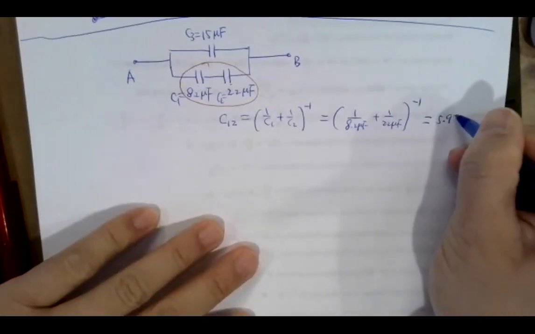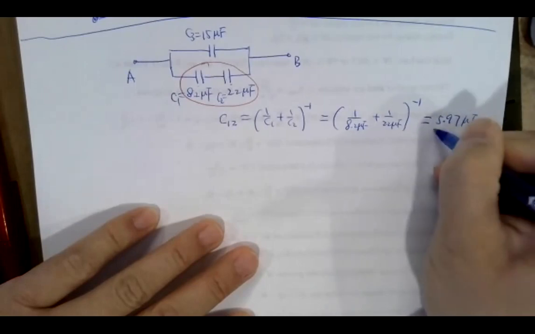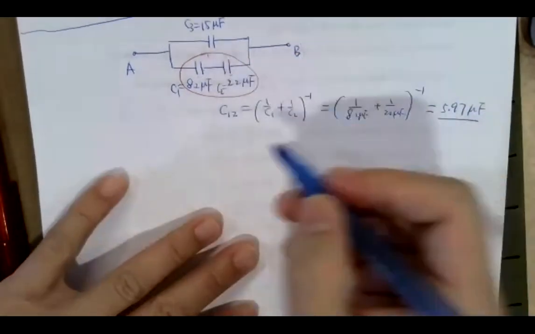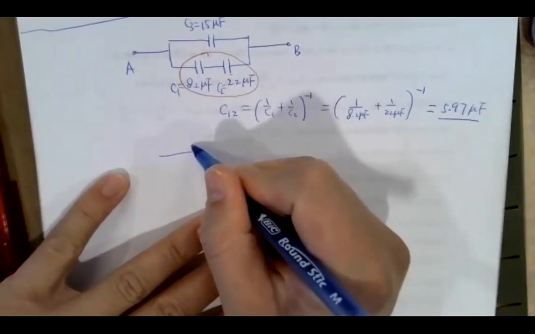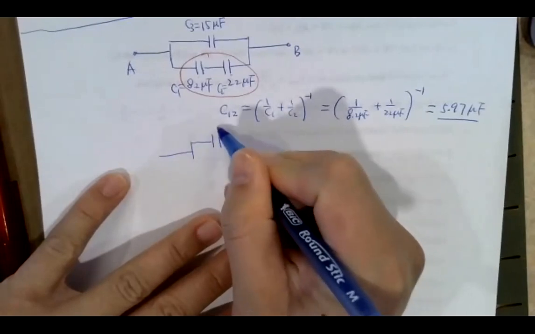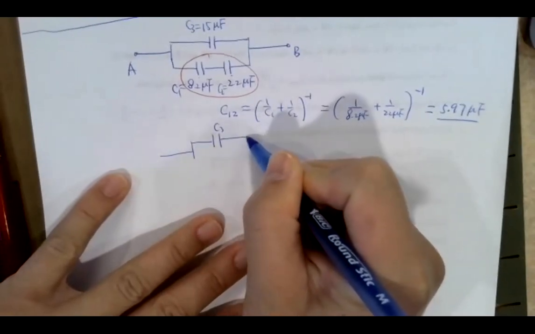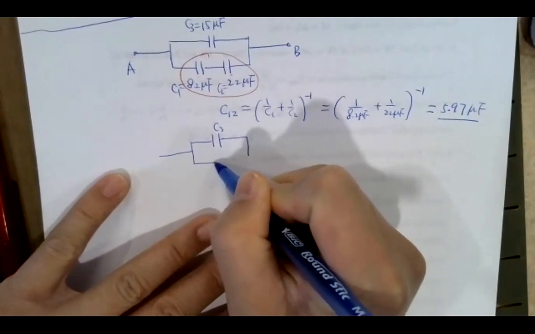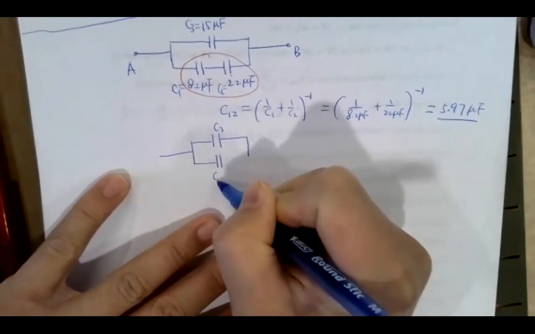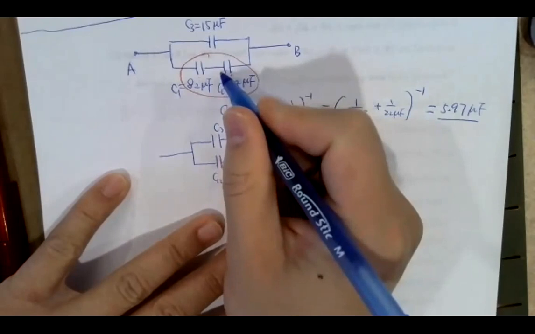It gives me 5.97 microfarad. So then my circuit will become just a C3 in parallel with the C12. C12 is the equivalent of 1 and 2.